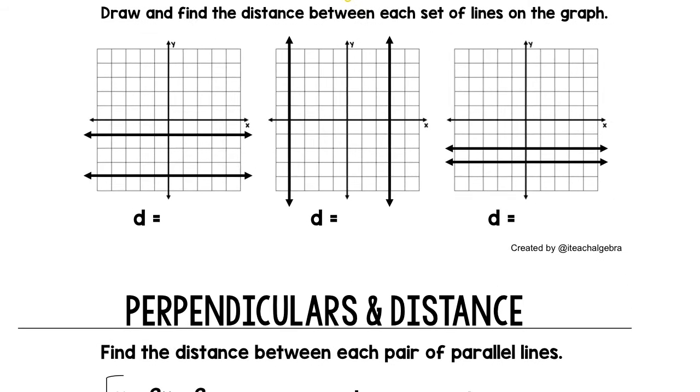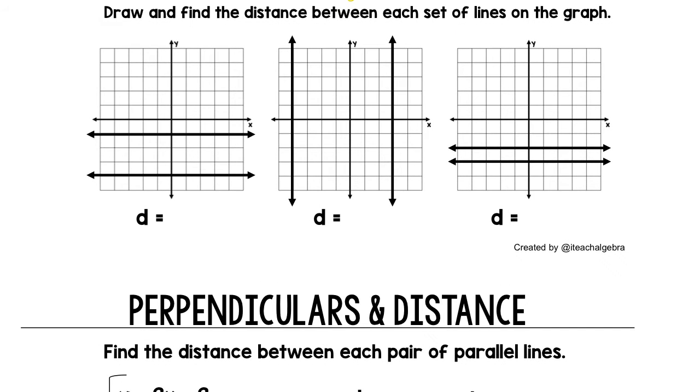Draw and find the distance between each set of lines on the graph. Well, we've got two lines that are parallel. The shortest distance between those two lines, we're just going to count how many lines there are. 1, 2, 3. So the distance is 3.